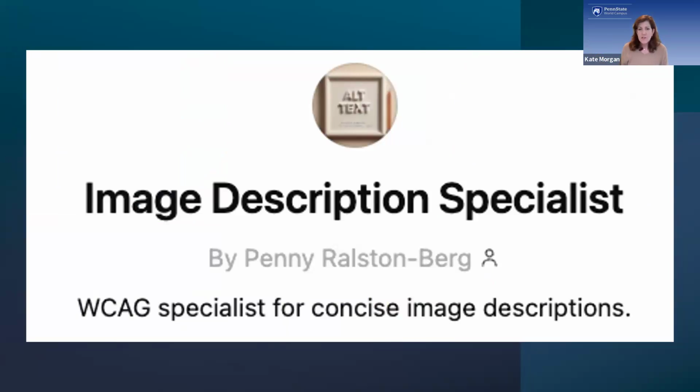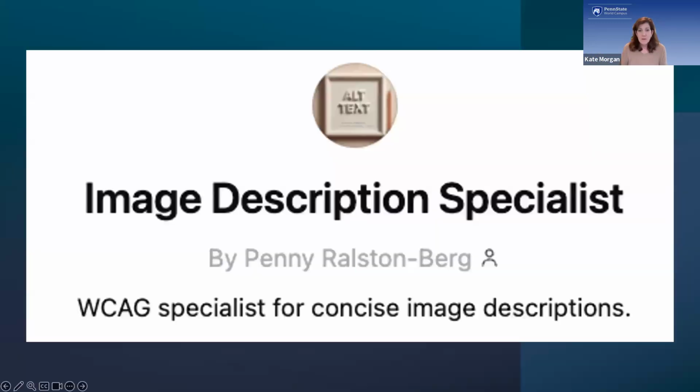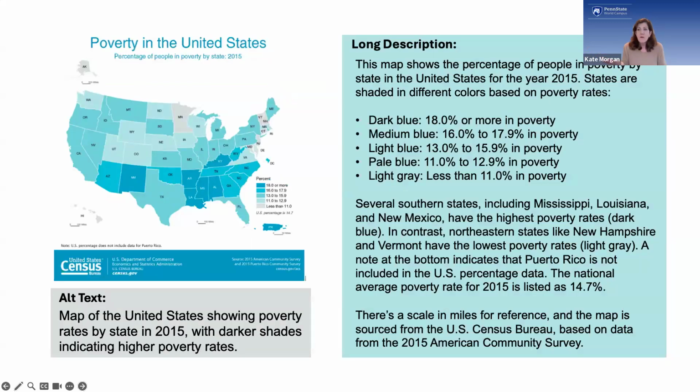Now, the next slides, do not judge me on the content on the slides. That's on purpose. The whole idea was, if you look at this image here, that's a lot of information. And I honestly don't know what Herzberg's two-factor theory is. But we took that image and dropped it into AI, and it gave us an alt text and a long description. I didn't type any of this, it did that itself, which was really, really helpful. Sorry, I don't know why that did that. Same thing with this map of poverty in the US. It was able to really help us come up with the alt text and long description.